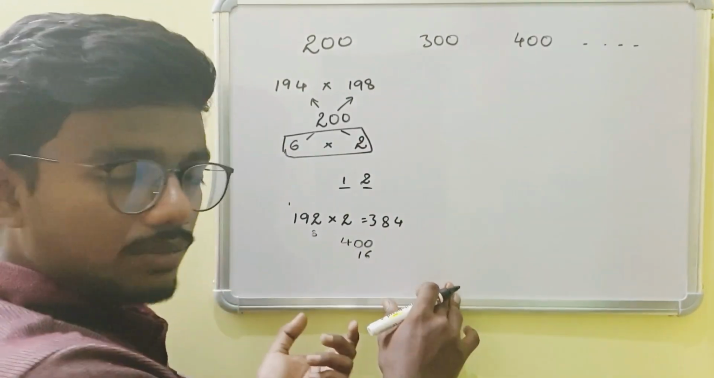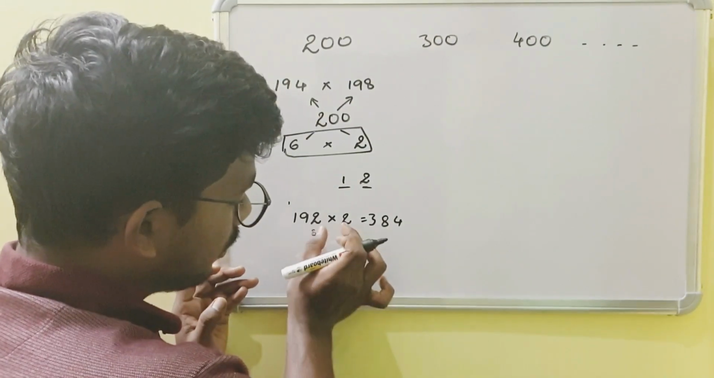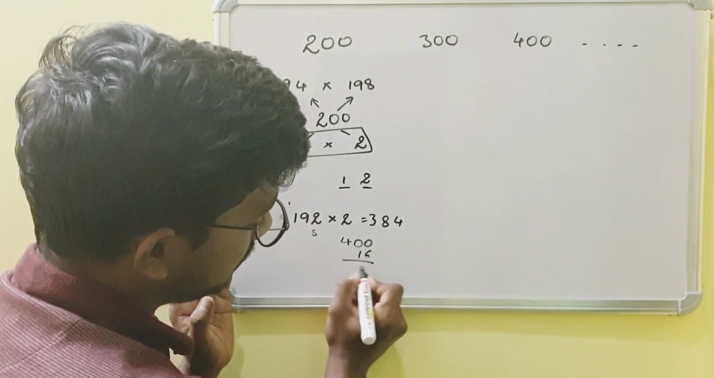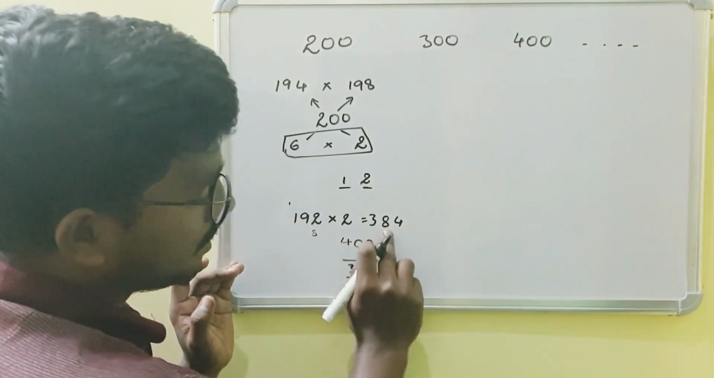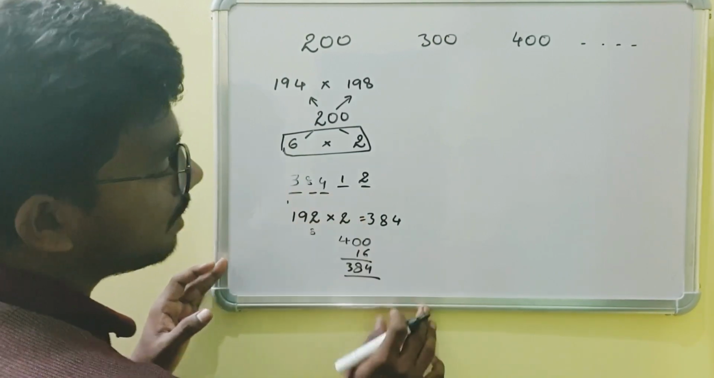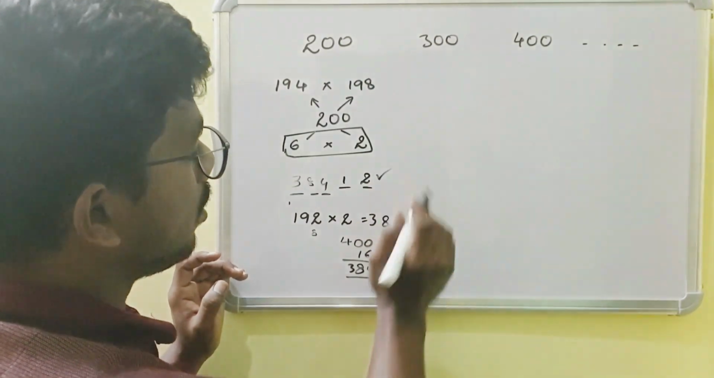So we are very familiar with additions and subtractions rather than multiplication. So we have to convert the multiplication into addition or subtraction. So here what we get is 384. Okay, 384. So the remaining numbers are 384, and the last digits 12. So my required answer is obtained.